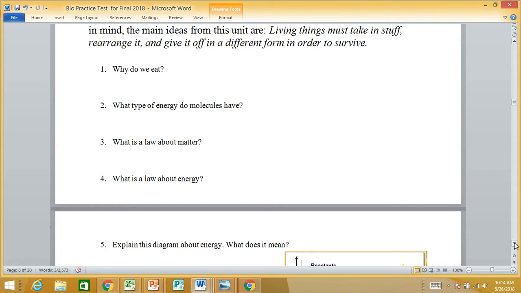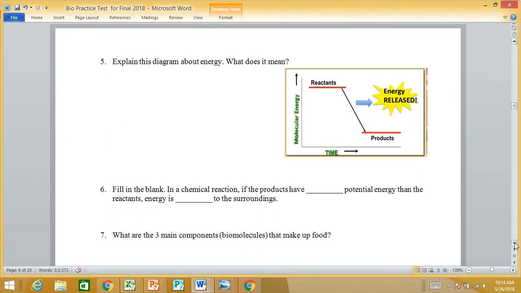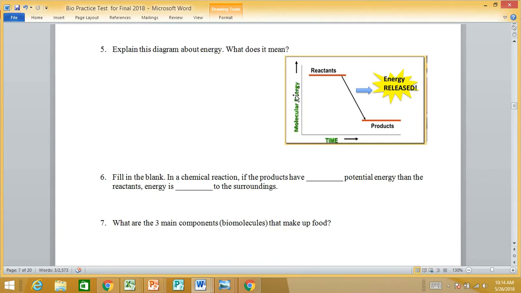Energy cannot be created or destroyed. It gets transformed. Explain this diagram about energy. What does it mean? Well, here you have on your y-axis molecular energy increasing, and on your x-axis you've got time. Here you have your reactants. They have a greater amount of potential energy than your products. And when the reaction occurs, energy gets released. Those bonds are broken, energy gets released, and you have new products formed. So here you had your reactants, the matter gets moved around, and you have new products formed and a release of energy.